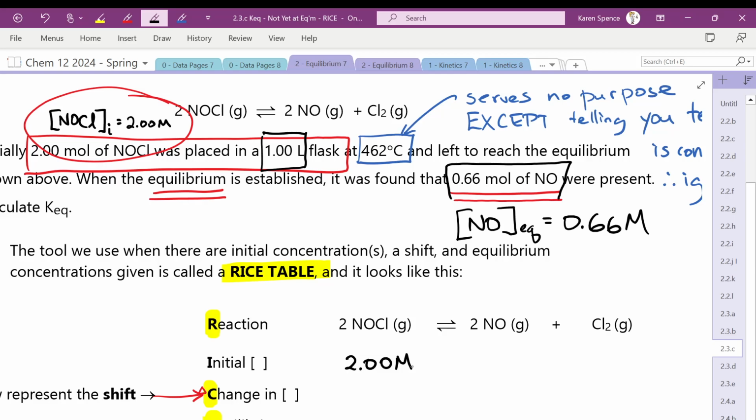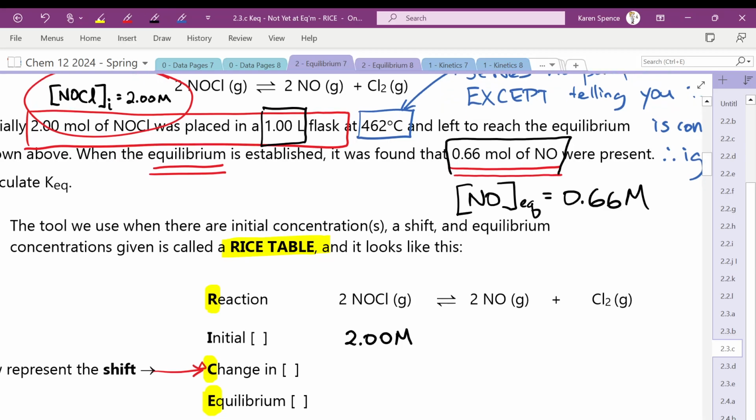What else do we have? Do we have any other information that can go in that table? We have concentration of NO. Now, is that initial or equilibrium? That is at equilibrium. So we're going to want to put that.